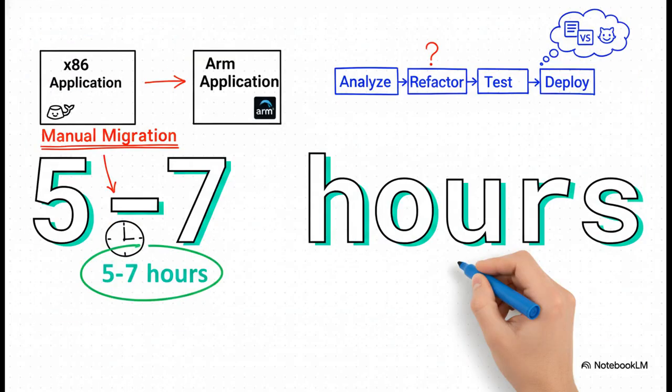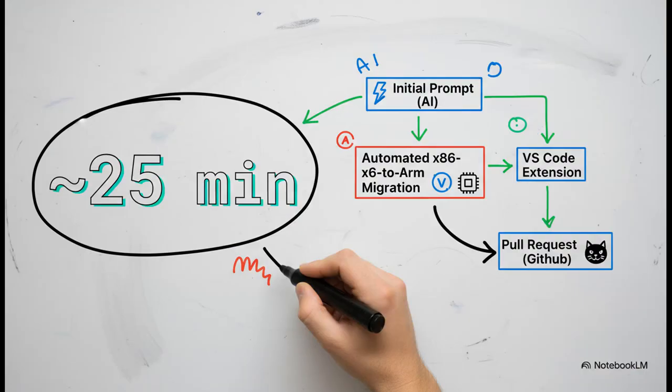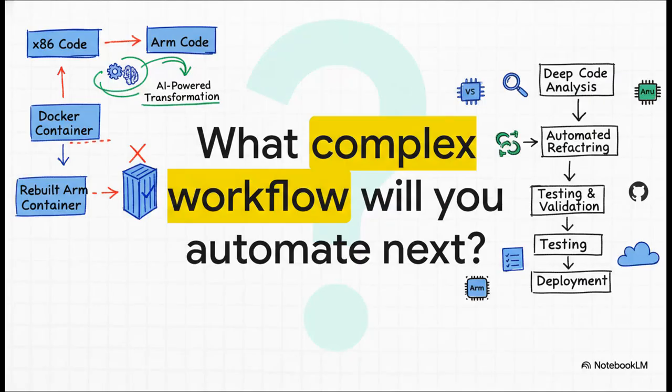Okay, let's put a real number on this. For an app like the one in our example, a senior developer would probably spend somewhere between 5 to 7 hours of solid, focused work to get this done manually. And with the Docker MCP Toolkit, that entire process, from writing the prompt to getting the final PR, is crushed down to about 25 minutes. Let's circle that number big and bold on our whiteboard. That's the game changer.